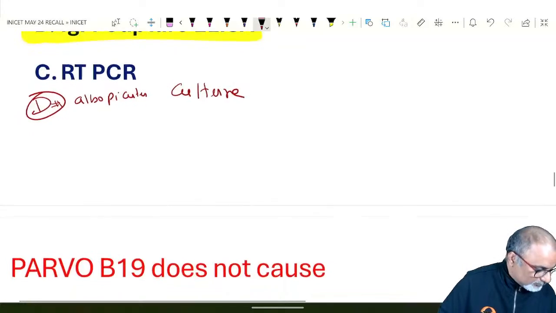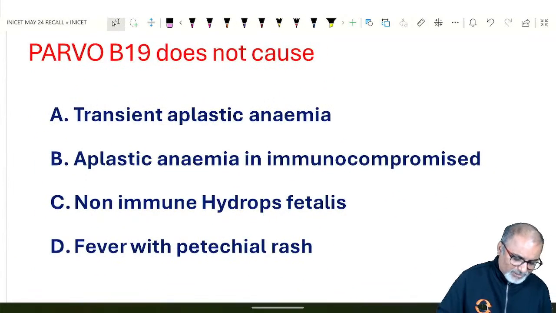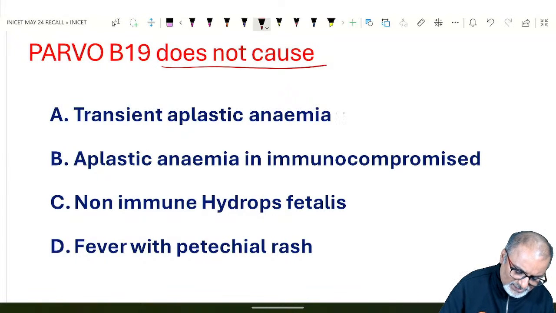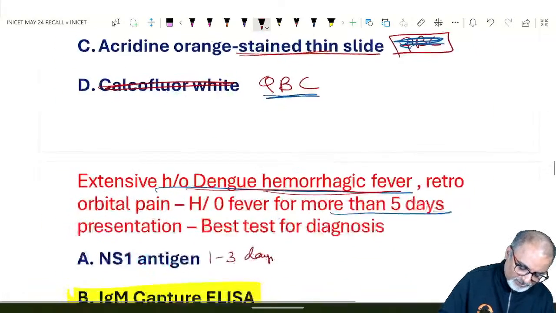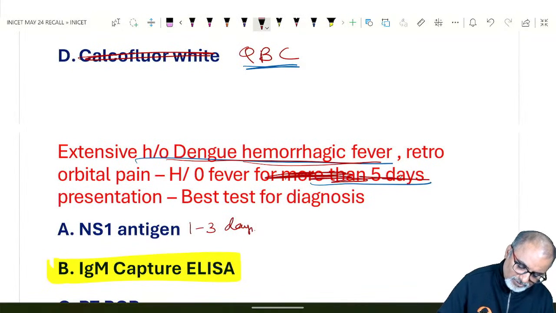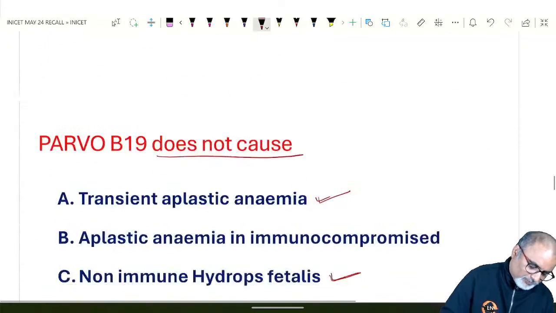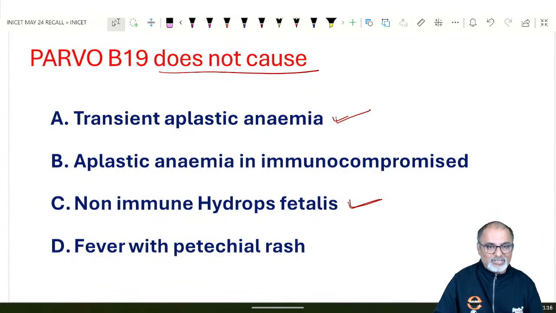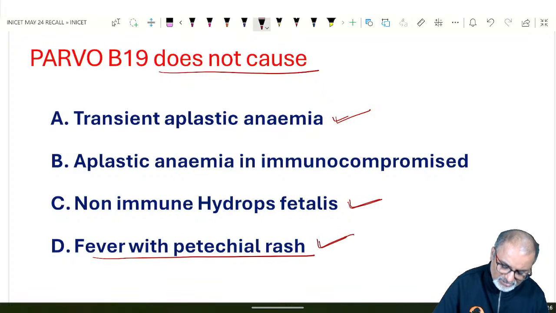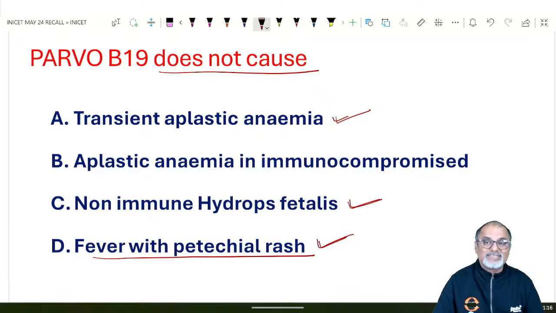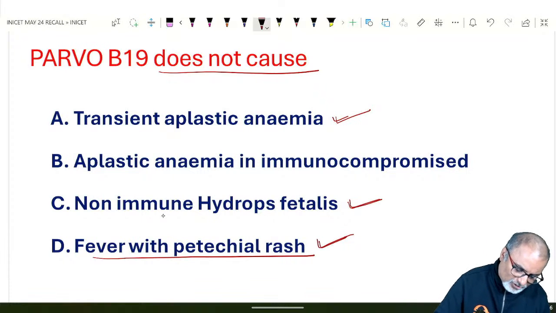Next is: parvovirus B19 does not cause, meaning an except question. It causes transient aplastic anemia, non-immune fetal hydrops. On the 5th day, okay, I will correct it, my dear, don't worry. I will write 5th day. Parvovirus B19 does not cause... It causes fever with petechial rash, slapped cheek rash, and non-immune fetal hydrops in the fetus.